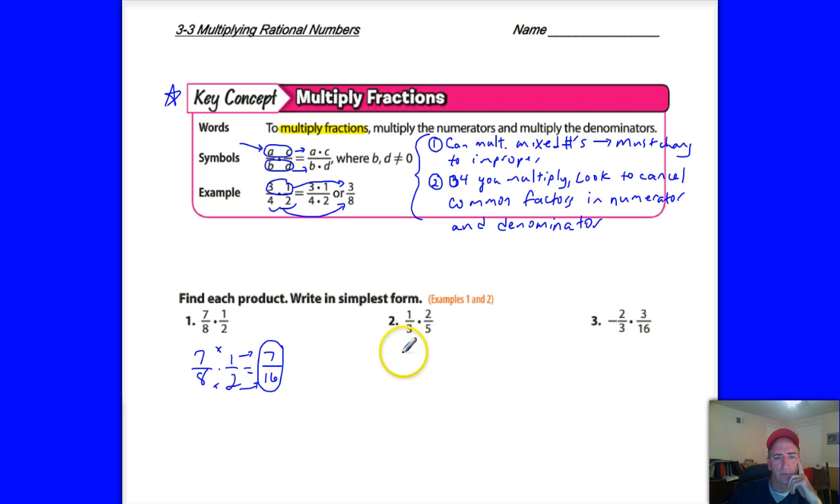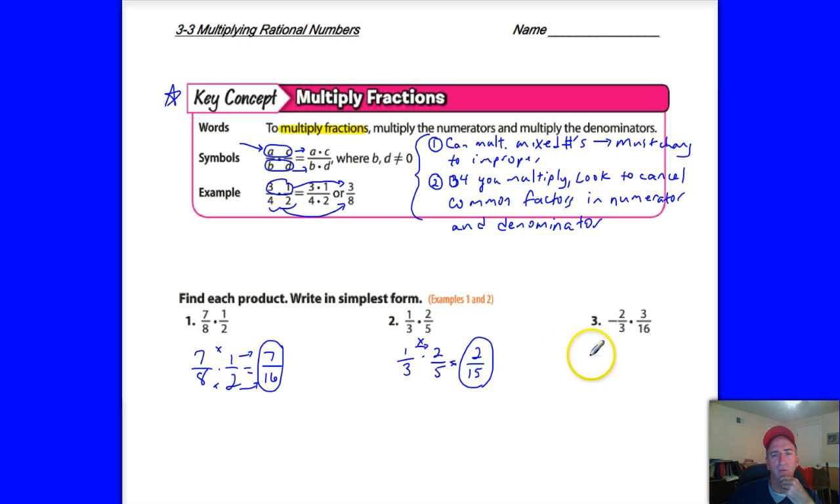All right, number 2, if we do that, we have 1/3, basically the same idea, times 2 over 5. Okay, 1 times 2 equals 2. And 3 times 5 is 15. Look to see if it can reduce. It cannot, and you have 2 over 15.